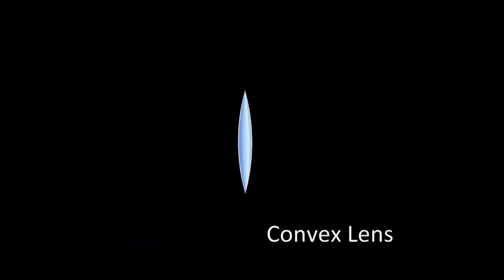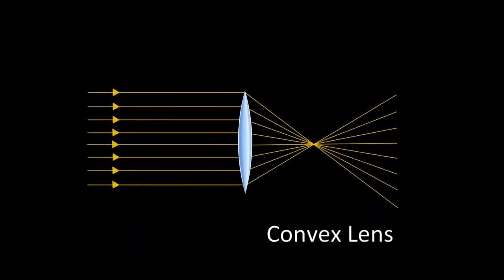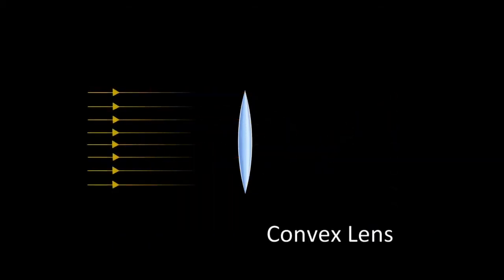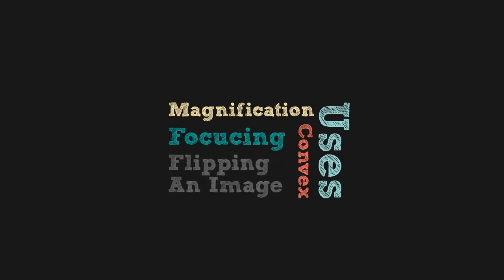Convex lenses bend light inwards. This is why they are also sometimes referred to as converging lenses. This provides 3 useful functions. First, an image can be magnified. Second, light can be focused on a specific point. And lastly, an image can be flipped upside down and left to right.